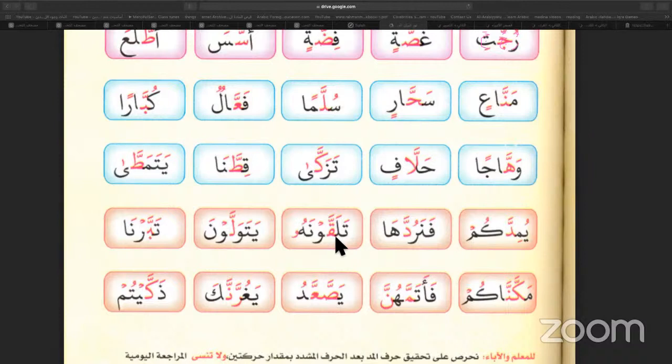تلقوناه. One more time. تلقونه. No. تلقونه. Again. Nope. Again. تلقونه. But we have to add a little stretch for the dhamma at the end because there's a small wow. You see it? تلقونه. Okay, next.